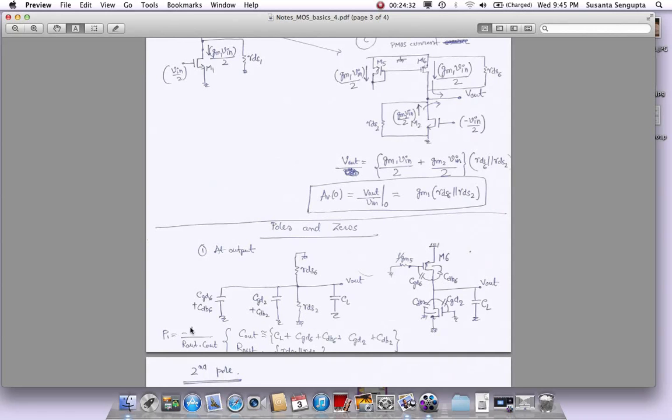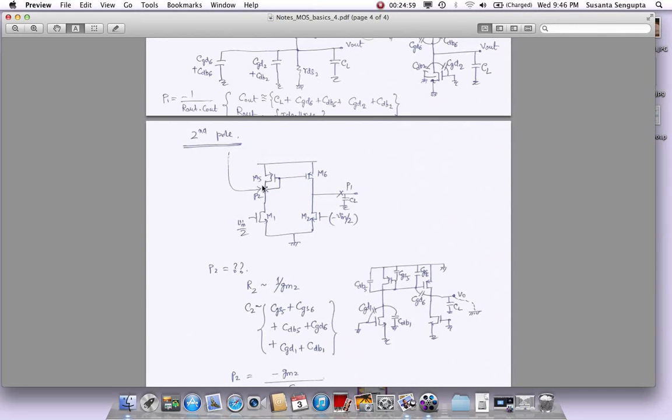Now if you do minus 1 by R out C out, that's the RC product, which is going to give you the pole. R being the total R and C being the total C, you get the first pole. And in this particular configuration, assuming that CL is big, that's going to form the dominant pole, or the smallest pole. Okay, so that is the first pole we calculated using the simple RC. Find the total R, find the total C.